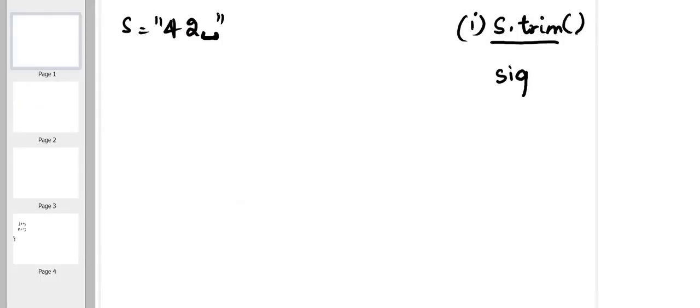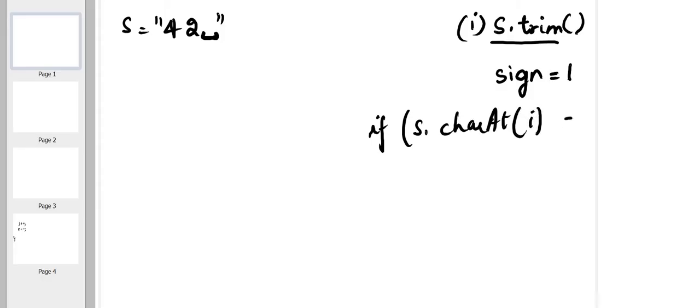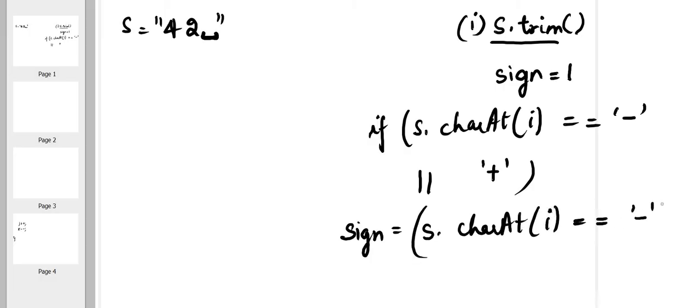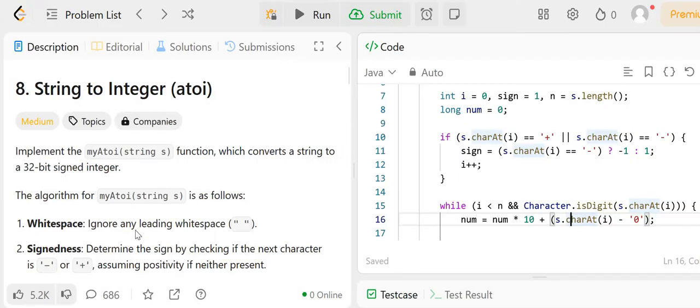So let's take one integer as sign. Now we will be checking if the character at i is equal to either minus or plus. Based on that we will save that in the sign. So sign will be s.charAt(i) equal to minus; if it is minus, then your sign will be -1, otherwise it will be +1, right? So this is how we will determine the sign. This is your second condition, and this is how we will satisfy this particular condition.